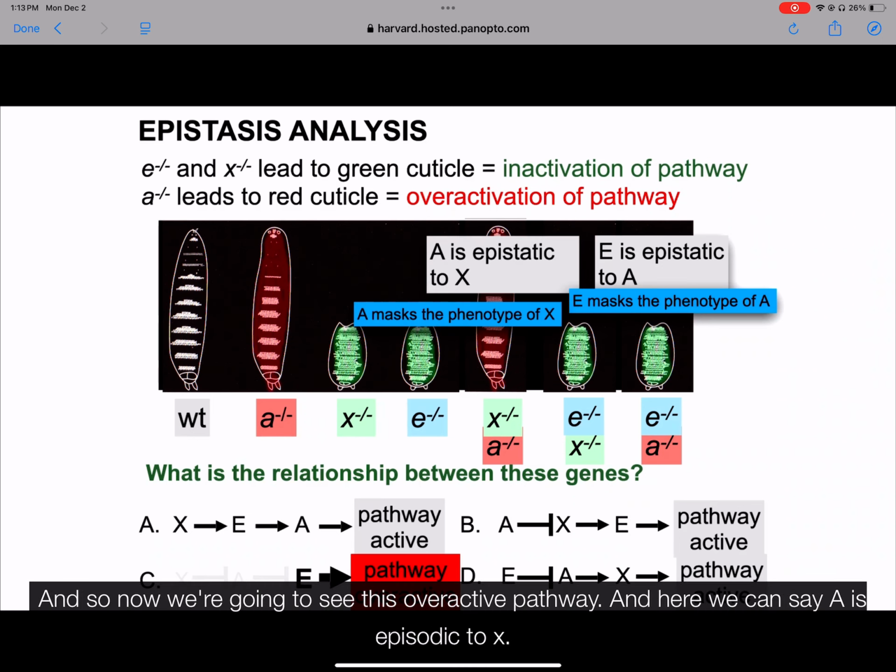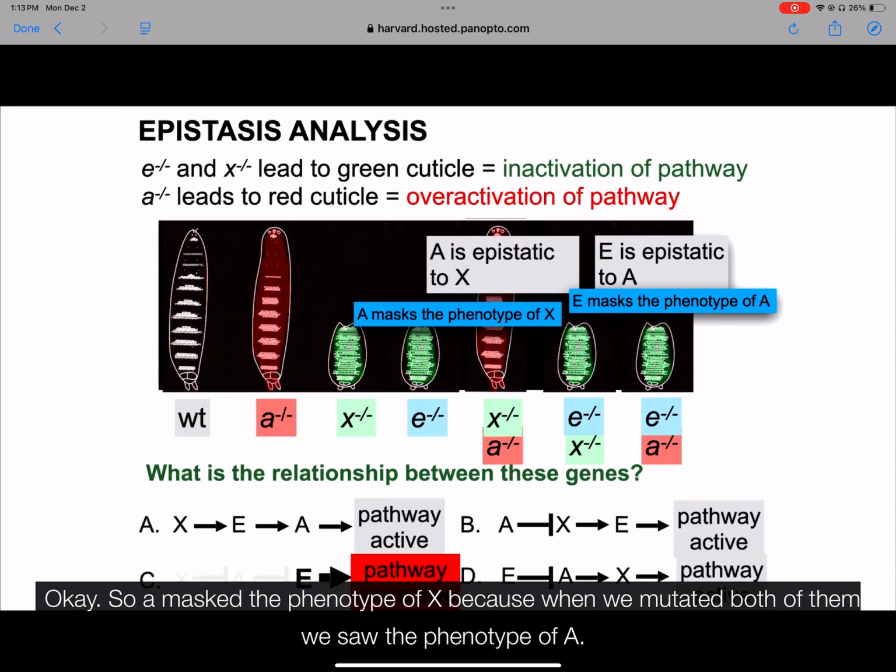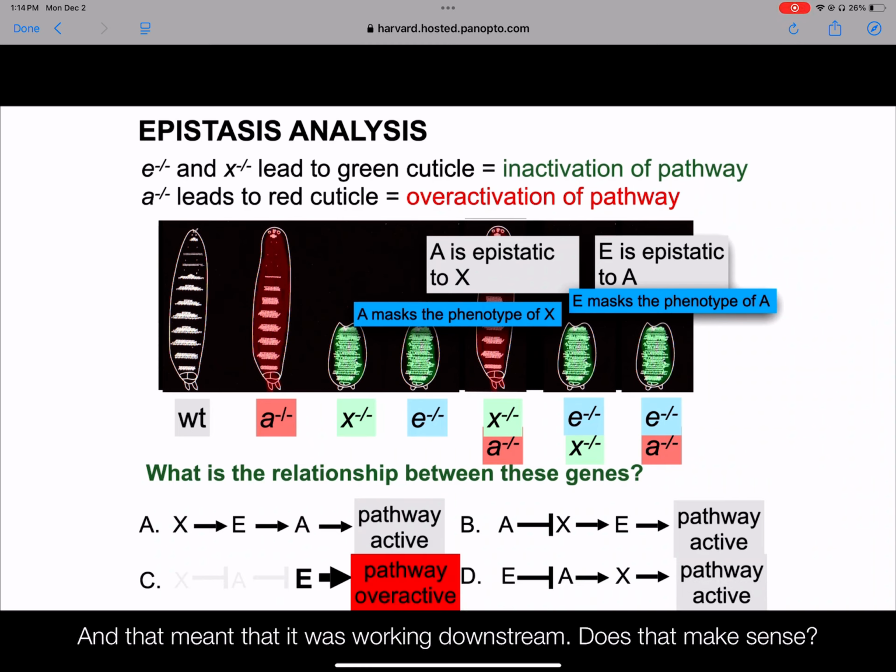And so now we're going to see this overactive pathway. And here we can say A is epistatic to X, okay? So A masked the phenotype of X, because when we mutated both of them, we saw the phenotype of A, and that meant that A was working downstream. Does that make sense?